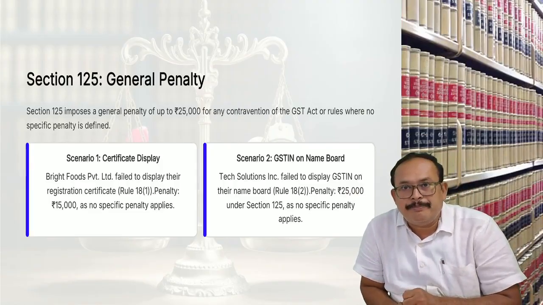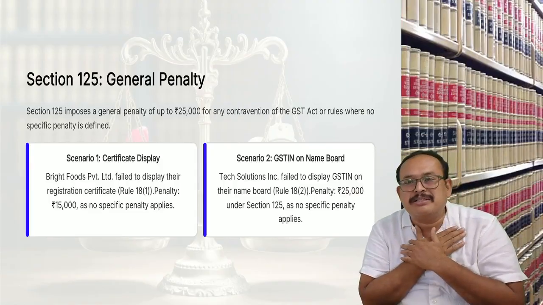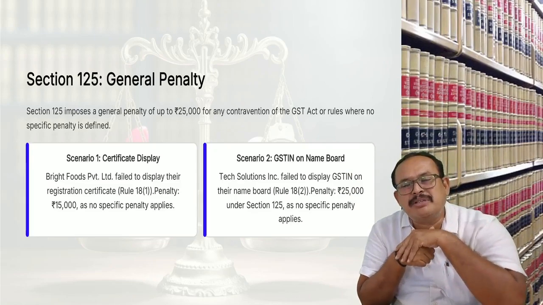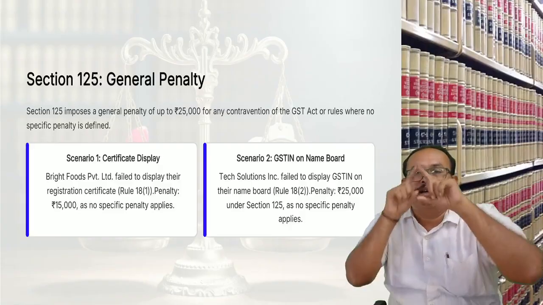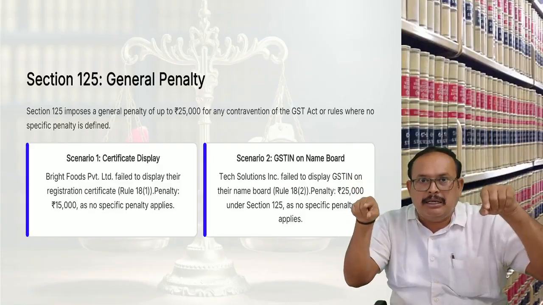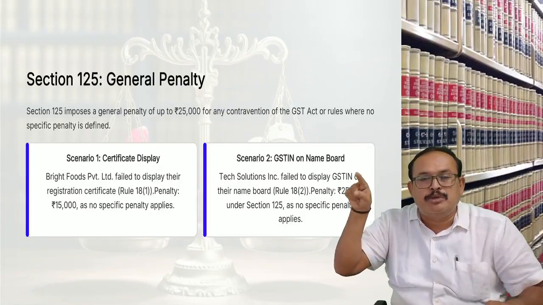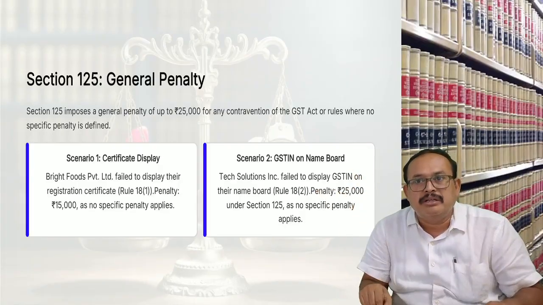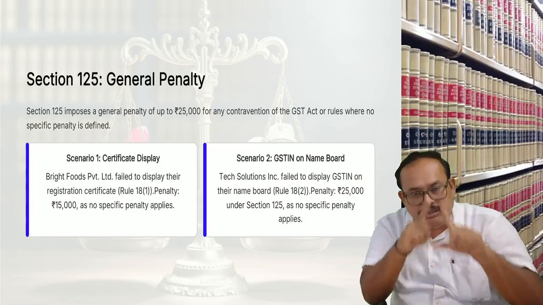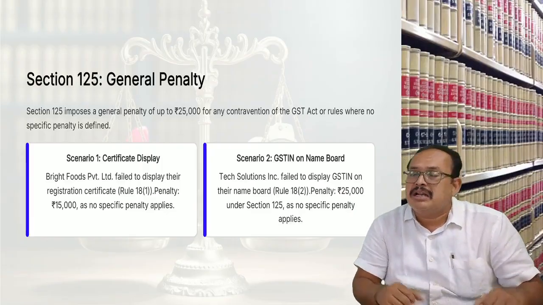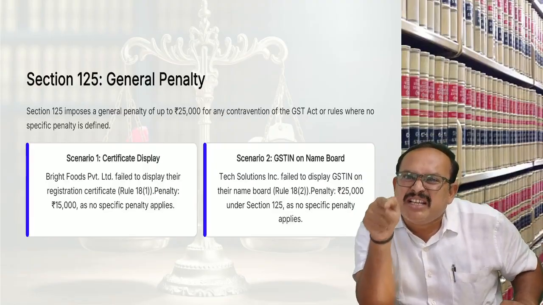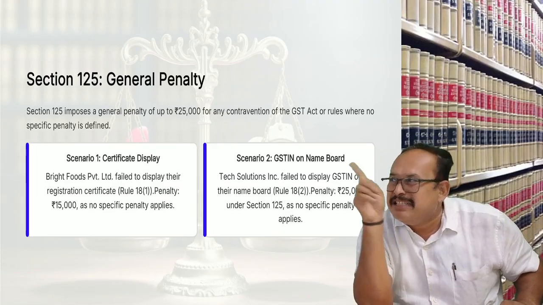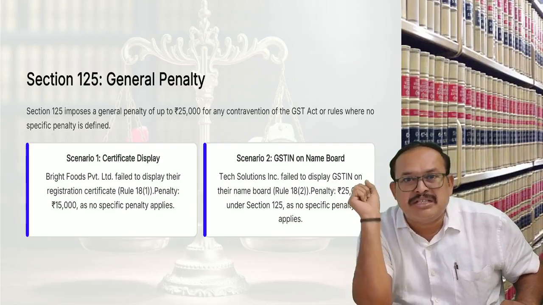Examples are there. "Sir, I am a registered person, sir." What type of registered person? "Composition taxpayer, sir." Mr. Composition taxpayer, in your nameplate and invoice, "composition taxpayer, not eligible to tax" should be mentioned. "Sir, I'm a registered person, regular scheme, sir." Your registration certificate should be promptly displayed in the office where you are running the business.